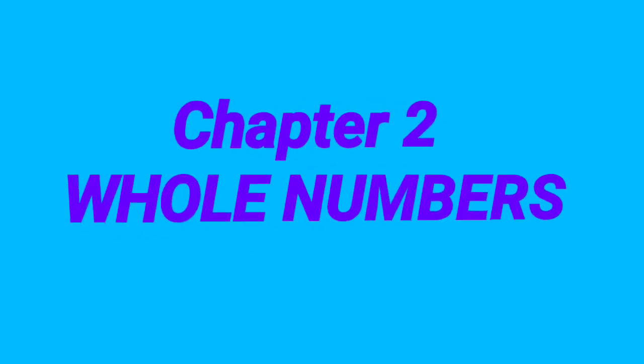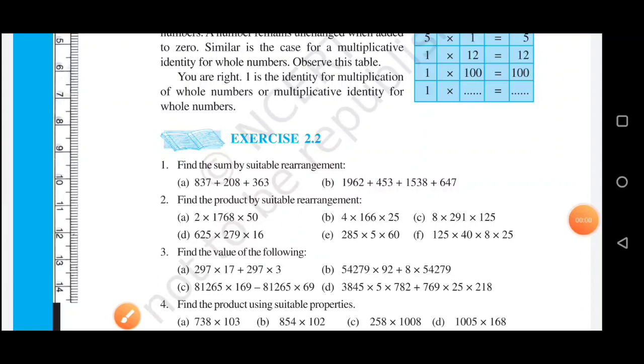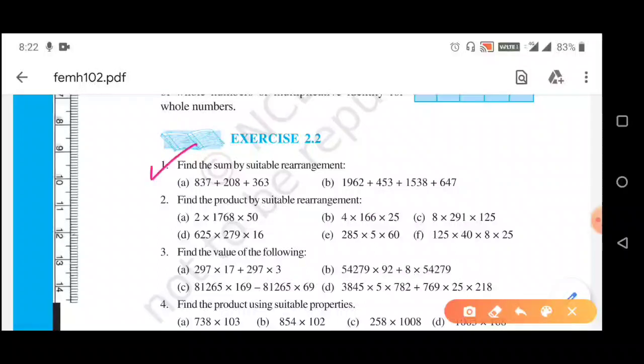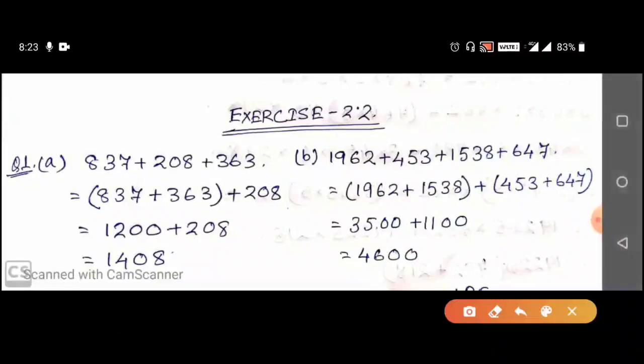Here we are doing the chapter whole numbers. So today we will start exercise 2.2 and the first question is find the sum by suitable arrangement. Here two questions are given, A and B. This is the solution of question number 1A of exercise 2.2. Here we have to find the sum by suitable arrangement.